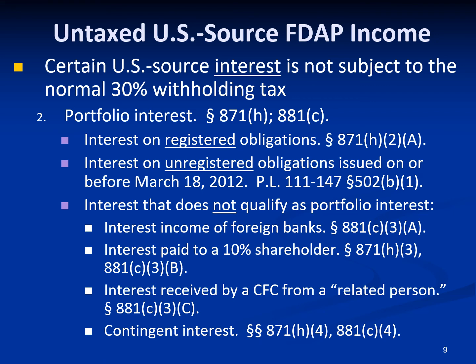Finally, the portfolio interest exemption does not apply to contingent interest. We find this rule in section 871(h)(4) and in section 881(c)(4). For example, interest that is determined by reference to the borrower's profits for the year, such as 10% of net income, would be contingent interest that is not eligible for the portfolio interest exemption.